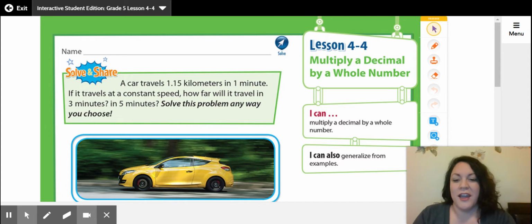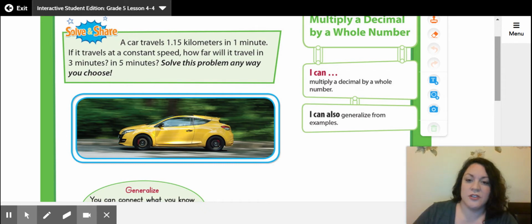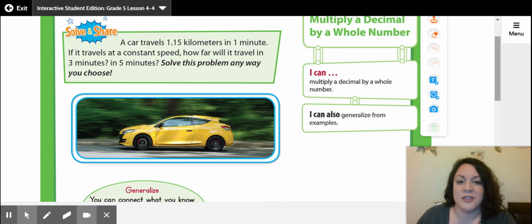Okay, so I have our problem on the screen. There's our sports car, and we'll just jump right in. A car travels 1.15 kilometers in 1 minute. So that would be 1 and 15 hundredths kilometers in 1 minute. If it travels at a constant speed, how far will it travel in 3 minutes? In 5 minutes? Solve this problem any way you choose.